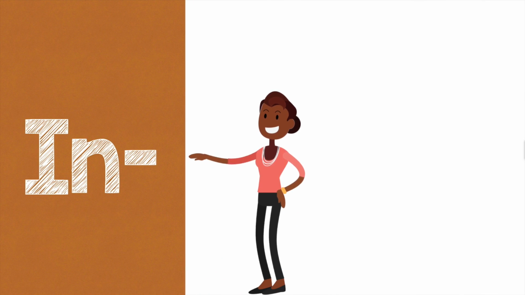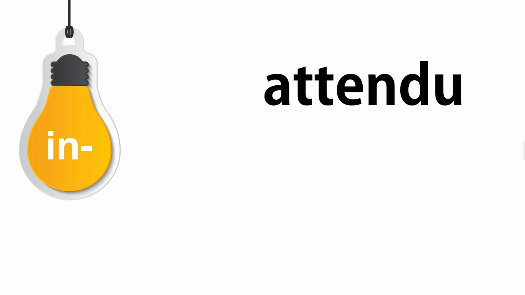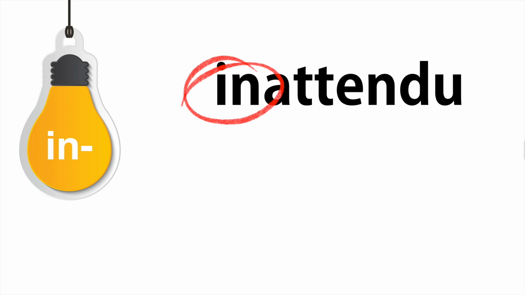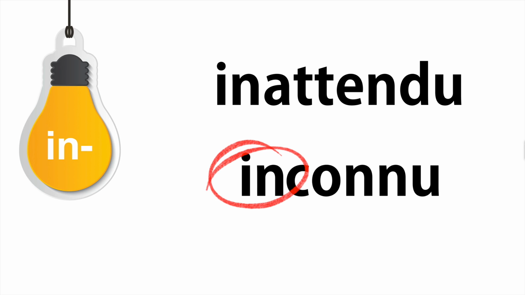Let's see now le préfixe in in French. We've got attendu. The meaning is expected. If it is not expected, in French, you are going to say inattendu, unexpected. And in this case, in English and in French, it's the same prefix, and the meaning is the opposite. Connu is known. And if it's unknown, you say inconnu.